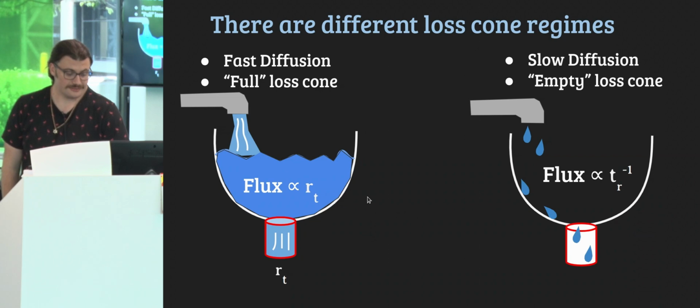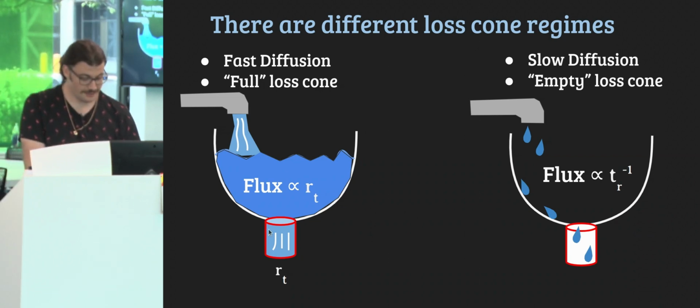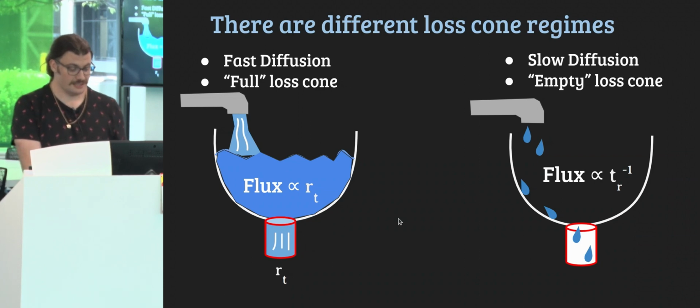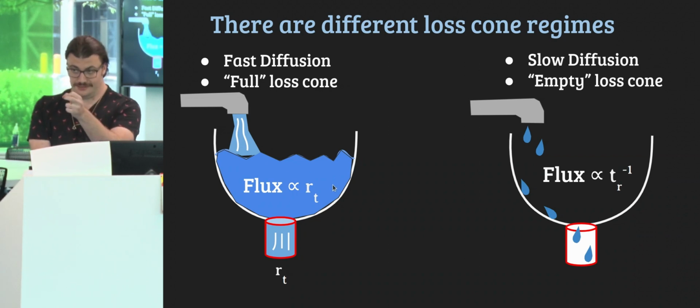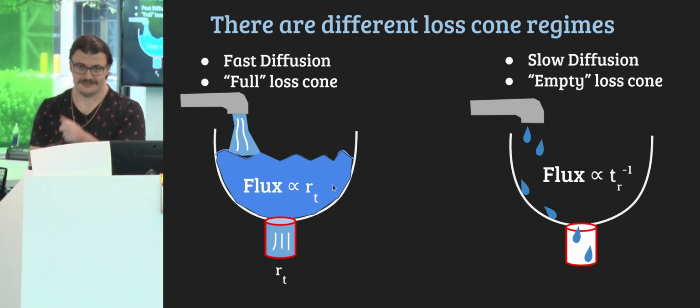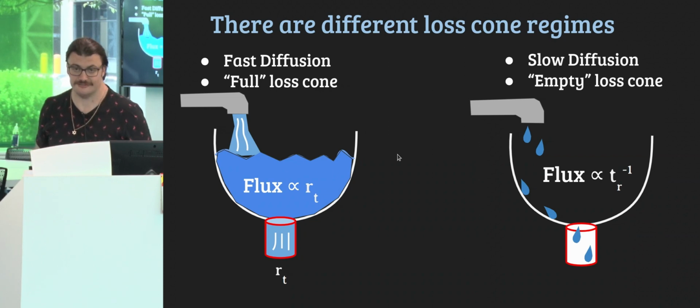So if you want to calculate the rate of the disruptions or how fast this goes, we don't really care about the diffusion rate here. We care only about the size of the drain we have, the size of the tidal radius. So that will be the regime where the diffusion is fast enough. That is called the full loss cone.